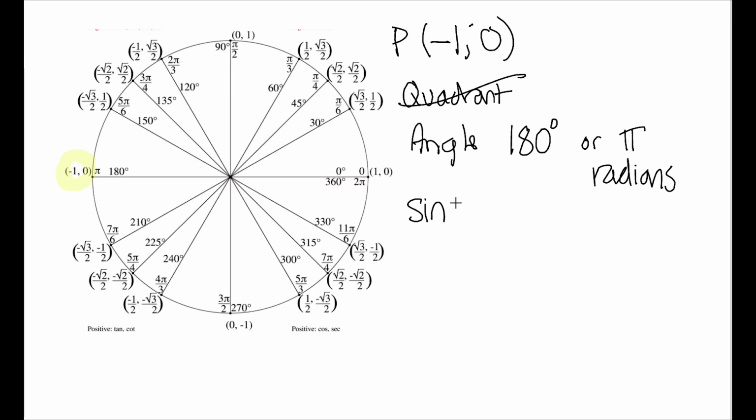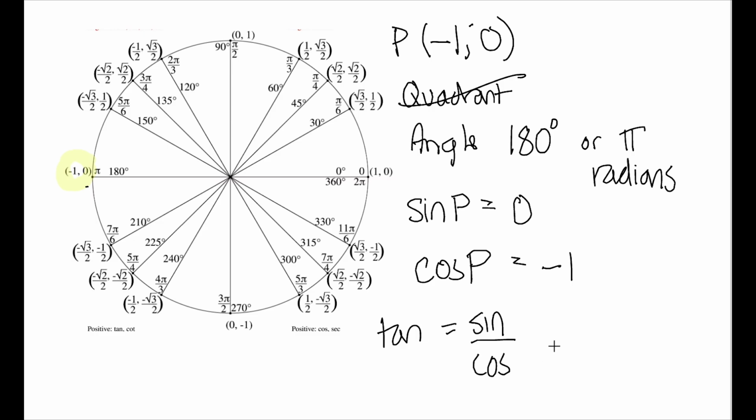Sine of P is your y value. So here it's 0. Cosine is your x value, which is negative 1. Tan equals sine over cosine, so 0 over negative 1. Whenever we have a 0 in the numerator and a number in the denominator, the answer is simply 0.